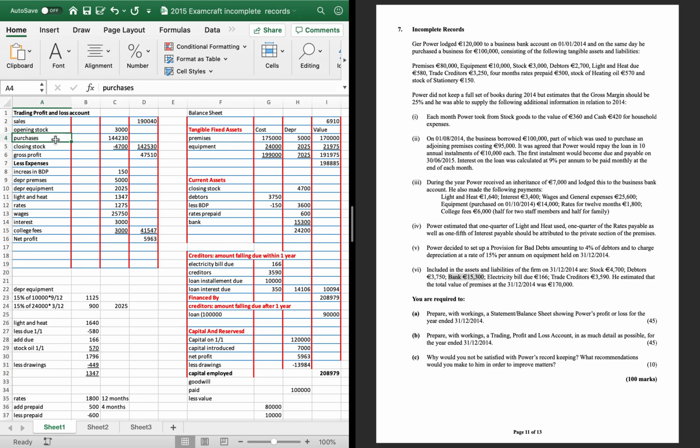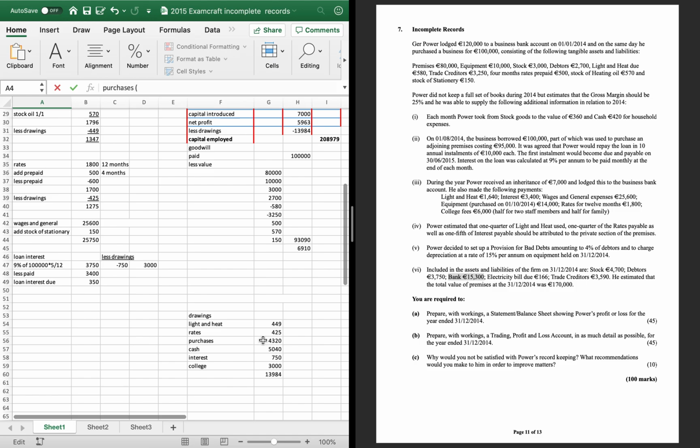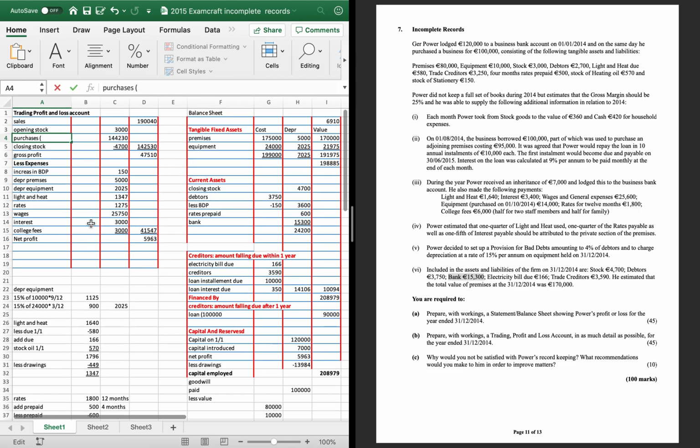So then you just have to find what your purchases is without your drawings. So add back on the 4320 drawings, your stock drawings from earlier on. Add that on and you get 148,550. Take away the 4320 and you're just showing that as a separate working. So that one wasn't too difficult.